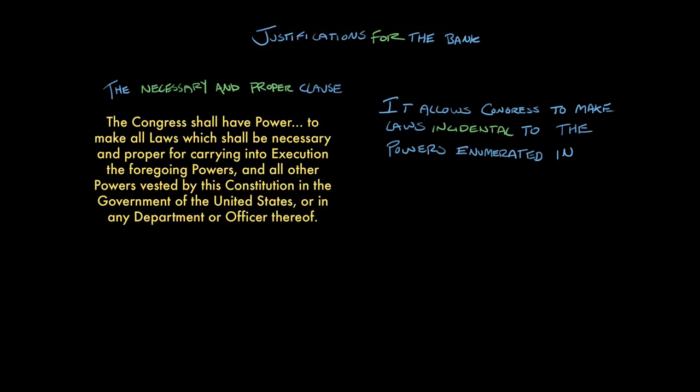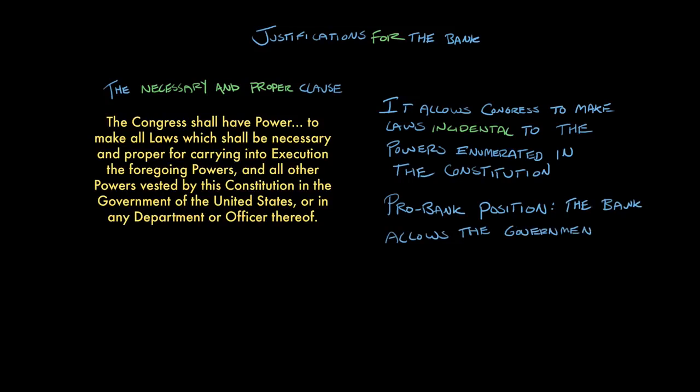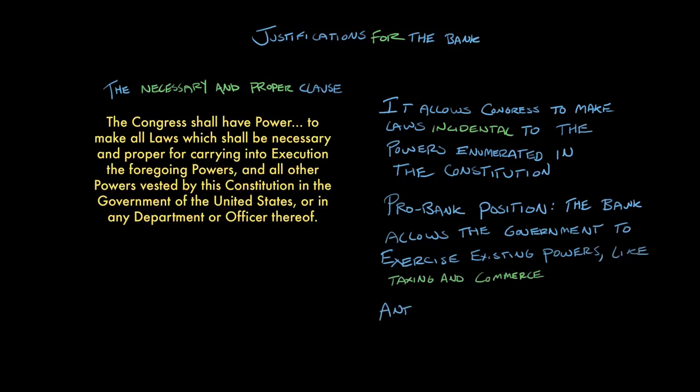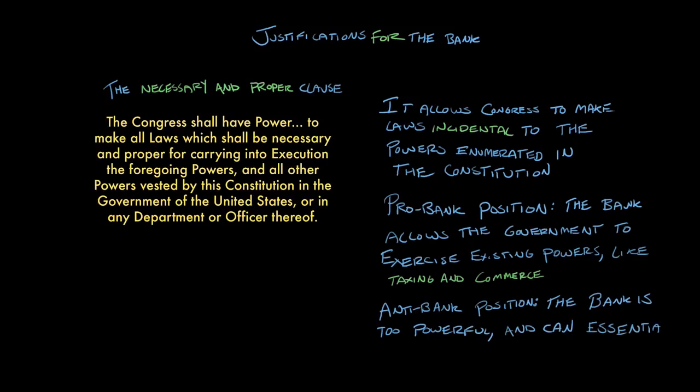And supporters of the bill said that the bank carried into execution a number of powers. It carried into execution the taxing power, it carried into execution the commerce power. The opponents of the bank said, well, it may do that, but it only does that in a very attenuated way. And therefore, if it can do this in order to effectuate that power, then it pretty much can do anything to effectuate a power. And therefore, it can pretty much do anything. And that's a big problem.